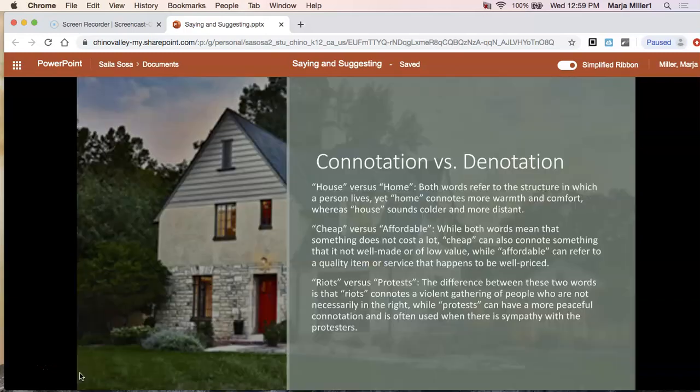Now we're going to talk about connotation versus denotation. And extending on that home versus house thing, house would be the example of denotation because it doesn't really have any emotion tied to it, whereas home brings up feelings like family and warmth. The next one we're going to talk about is cheap versus affordable.